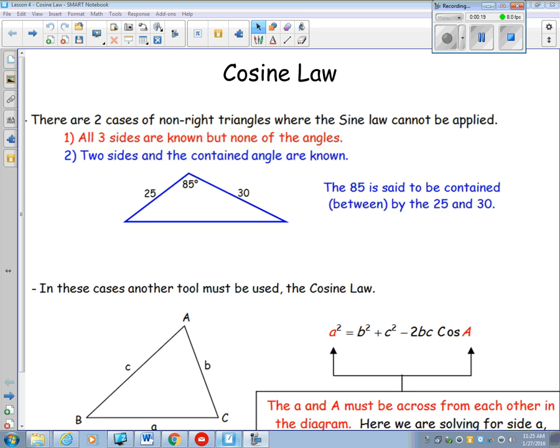Number one, you know all the sides, but none of the angles. Well, obviously you don't have a pair there. Or, like the second thing here, we have two sides and the angle between them. So I don't know the corresponding side, I don't know the corresponding angle. I can't really use the sine law, I'm stuck with the cosine law. And in this case we say the 85 is contained, it's between the 25 and the 30.